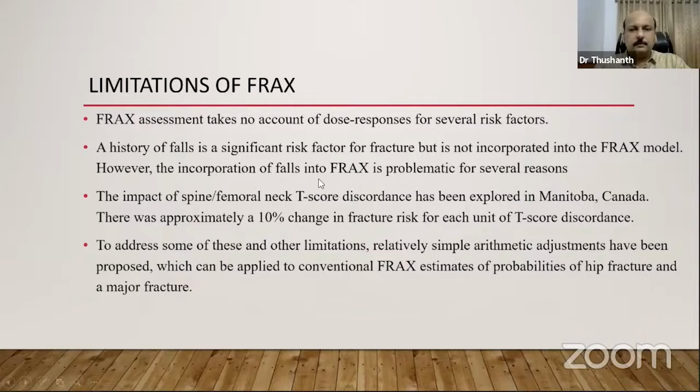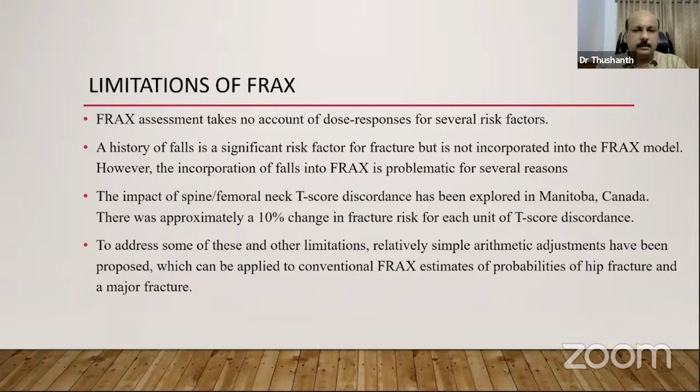Also, some amount of discrepancy can occur if you put in the spine score instead of the femoral neck score. Even up to 10% change in the fracture risk has been described for every unit change of T-score discordance. So all these are important factors in the FRAX assessment. But still, in spite of this, it is one of the most commonly used ones, and very good fracture prediction data is available with the FRAX score.